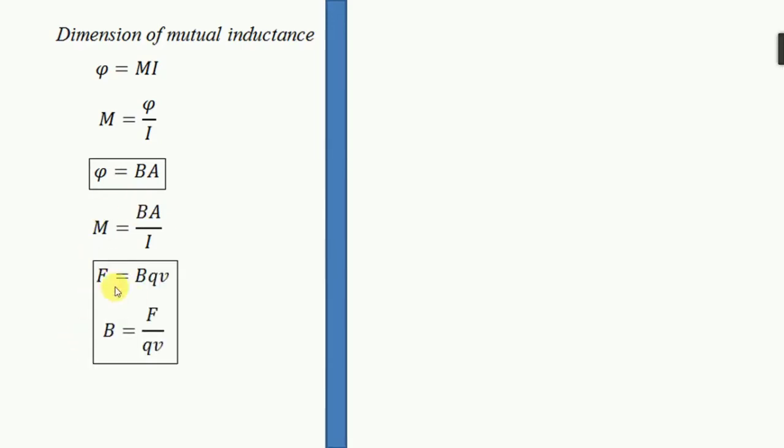So now let's find the dimension of mutual inductance. So this is the formula, flux is equal to Mi, M is equal to flux by I. So we know flux is equal to magnetic field into area. So I can write M is equal to BA by I. So I have to replace this B. In order to replace this B, I'll make use of the formula, force is equal to magnetic field into charge into velocity, and B is equal to F by QV. Now M is equal to F into A by QVI.